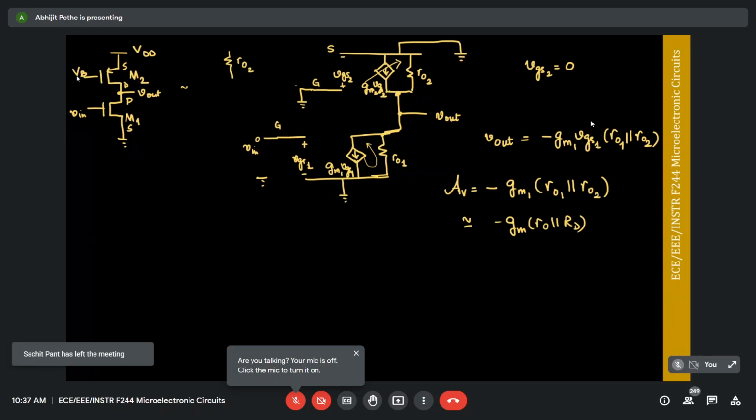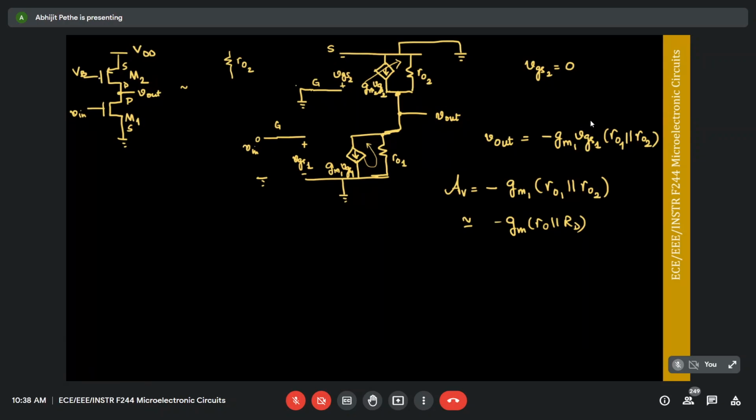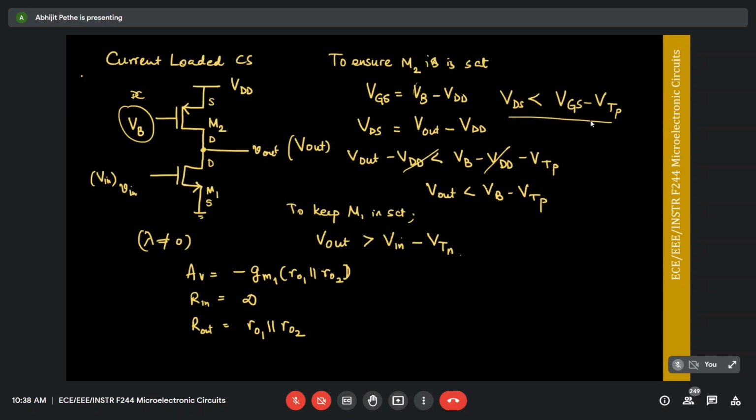We look at a condition when that doesn't happen, but in this case, because I've applied only a DC voltage to the gate of M2, when I do small signal analysis, this gate essentially works like a ground. So let's go back and think about what we are doing. Let's logically think what's happening in this circuit. We are applying a voltage.